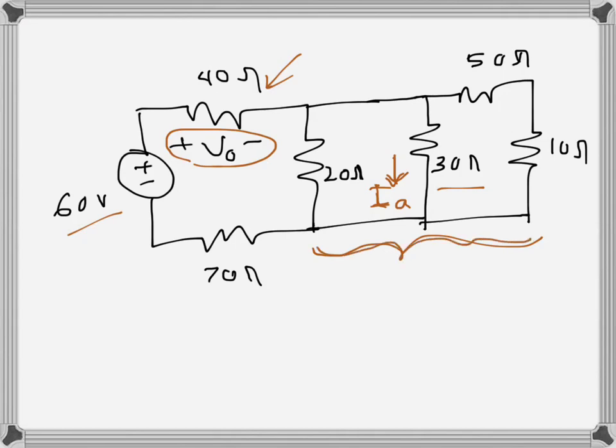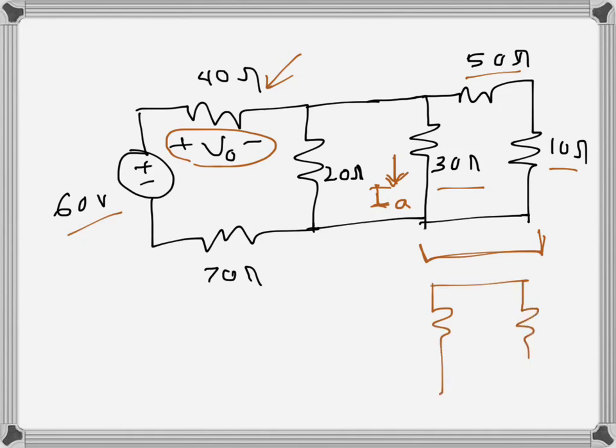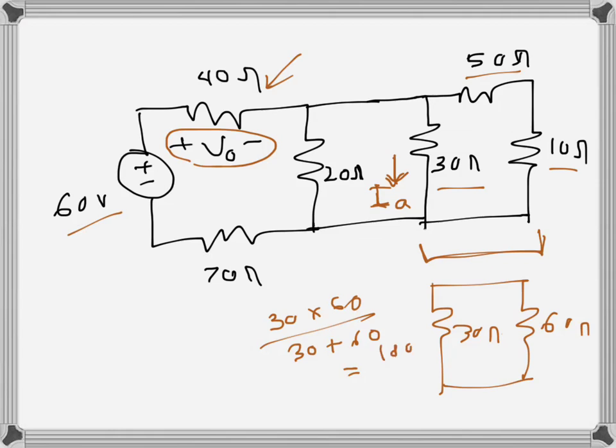So first let's minimize the rightmost two. This is 30 ohms, and 50 plus 10, these two are in series, so that will be 60 ohms. So 30 ohms and 60 ohms in parallel, and the equivalent value will be 30 times 60 divided by 30 plus 60, which is 1800 over 90, so 20 ohms.